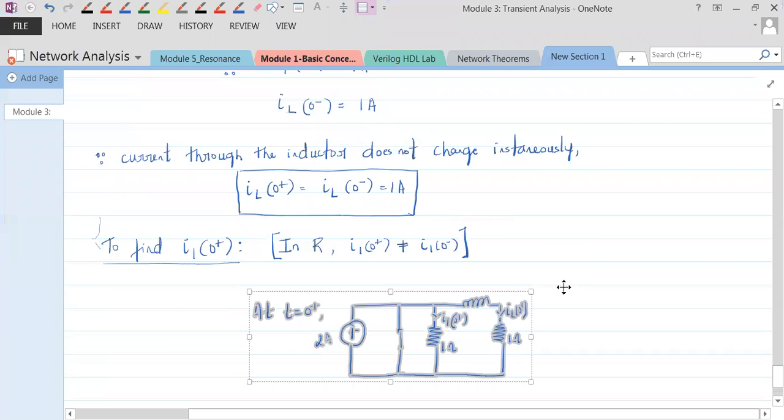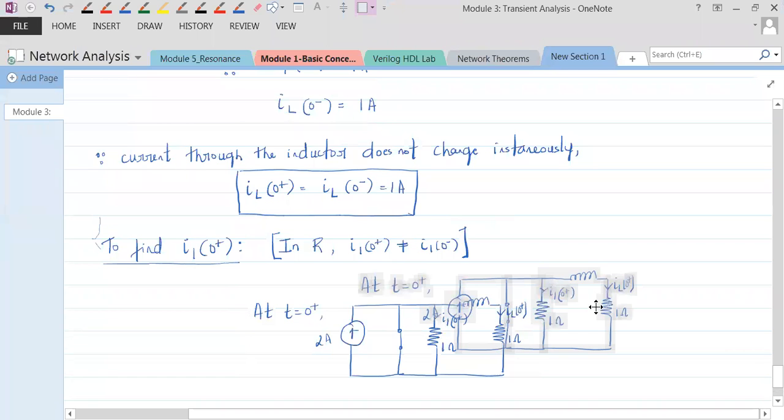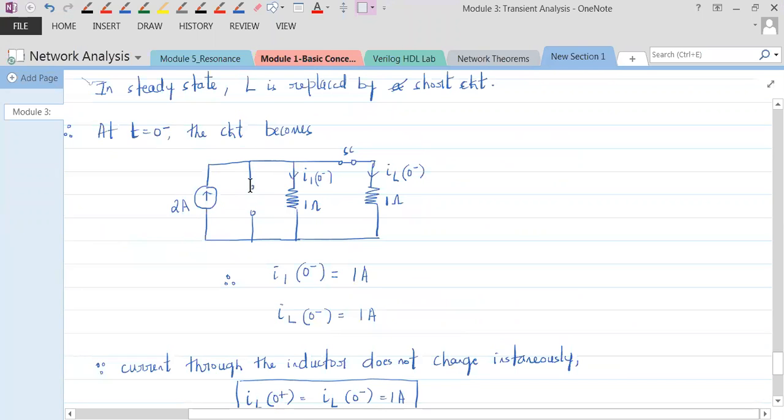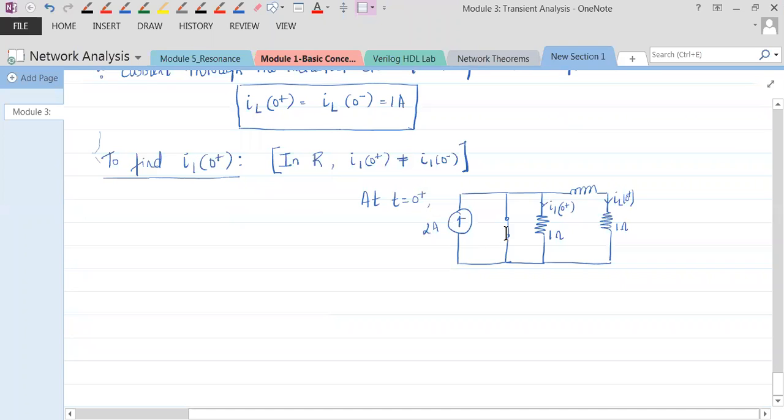Okay. Now, can you tell me what is I1 of 0 plus here? Anybody? What would happen to this current after it comes at this point? Earlier, this current after coming at this point had no path here. It is open circuit. So this current has to move to this particular point in the previous case at t equal to 0 minus. But at t equal to 0 plus, the switch is closed.